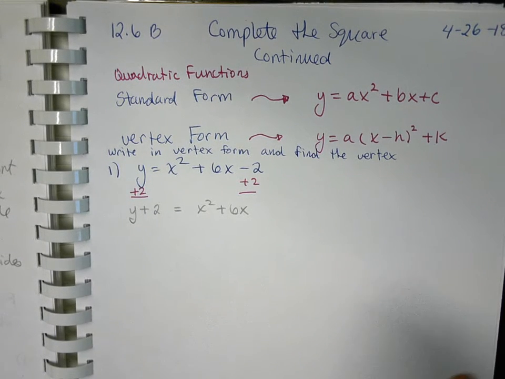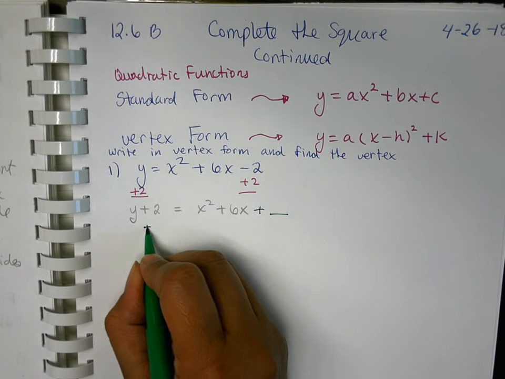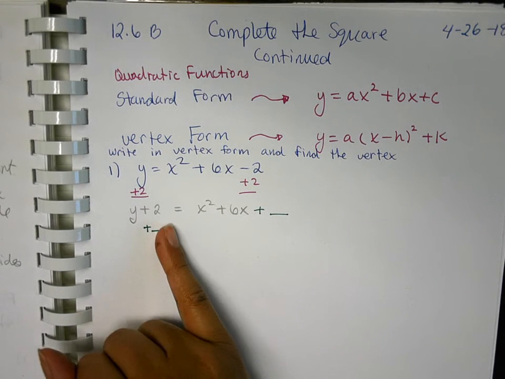What would I do to both sides? What was step 2? Plus blanks. Good job. We plus blanks on each side. Why? Because it's an equation. We still have an equation. We're not solving, but it still is an equation, and we need to keep it balanced.